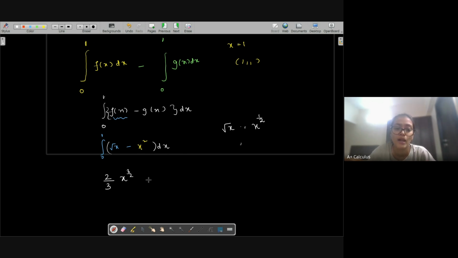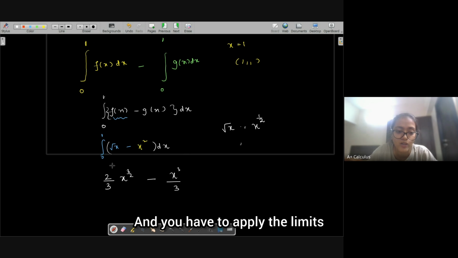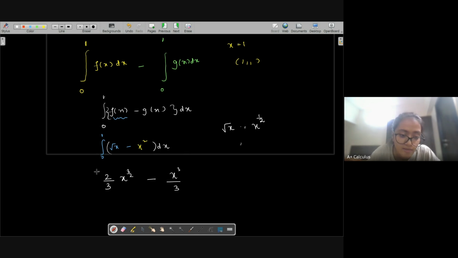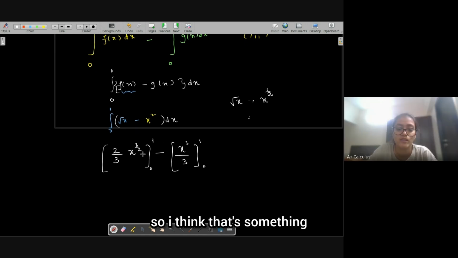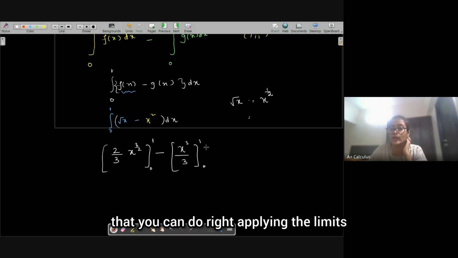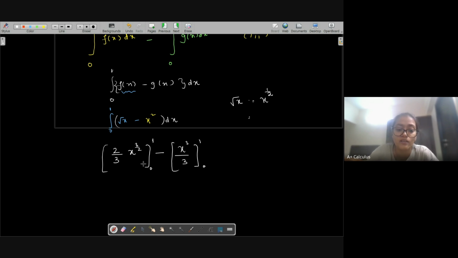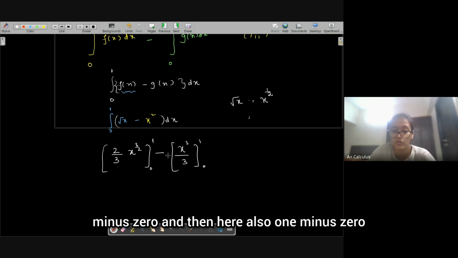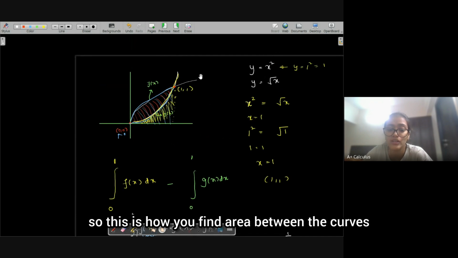Minus the integration of x square, which will be x cube over 3. And you have to apply the limits, 0 to 1 and 0 to 1. I think that's something that you can do, right? Applying the limits. So we'll not find the final answer. Just put 1 minus 0, and then here also 1 minus 0. So this is how you find area between the curves.